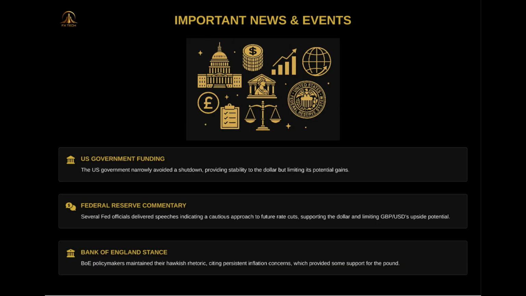Three key events influenced GBP/USD this week. First, the U.S. government narrowly avoided a shutdown, providing stability to the dollar but limiting its potential gains. Second, several Federal Reserve officials delivered speeches indicating a cautious approach to future rate cuts, supporting the dollar. Finally, Bank of England policymakers maintained their hawkish rhetoric, citing persistent inflation concerns, which provided some support for the pound.